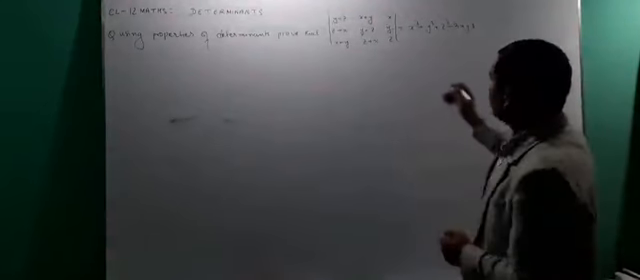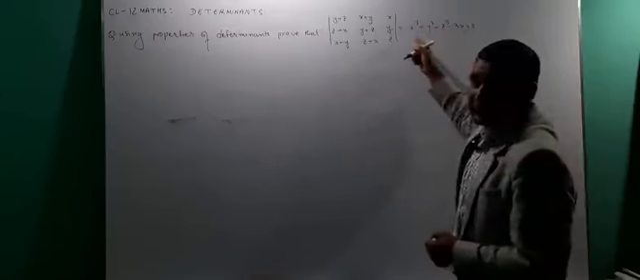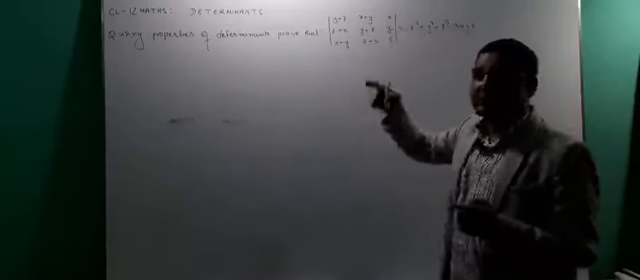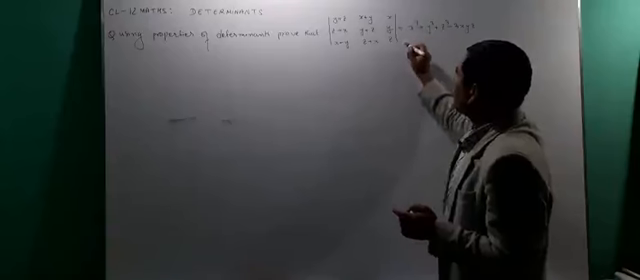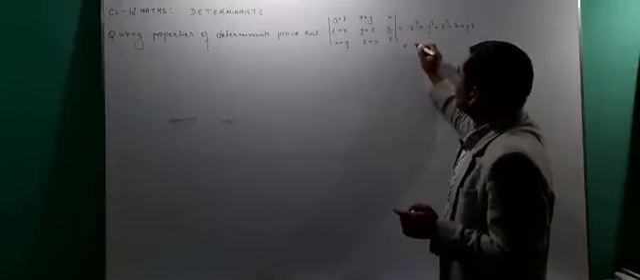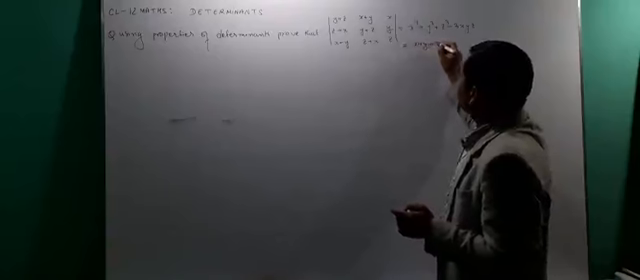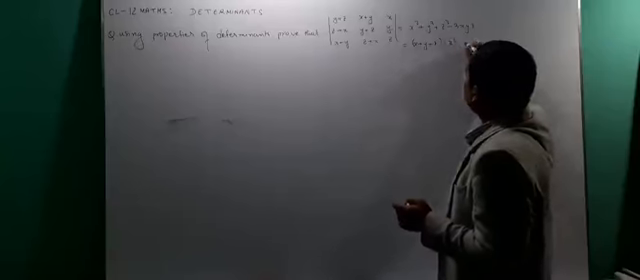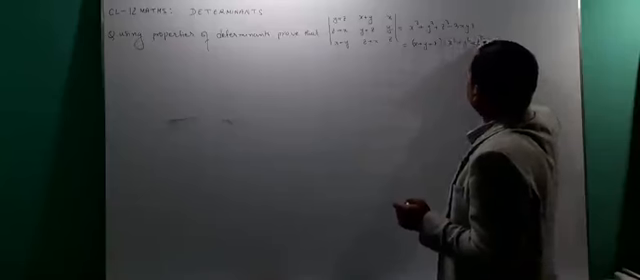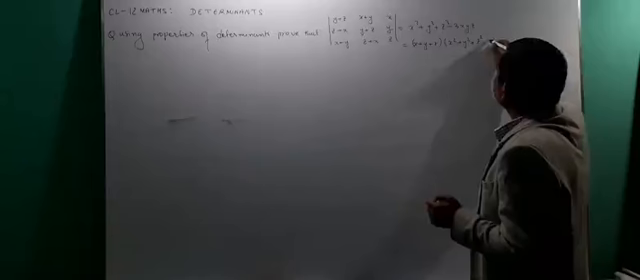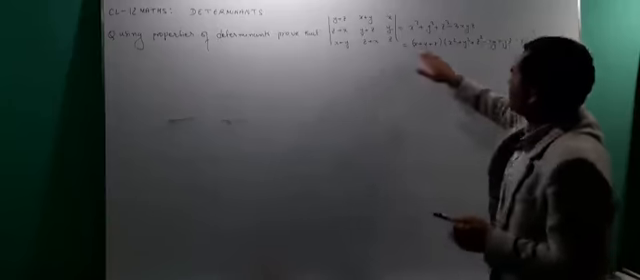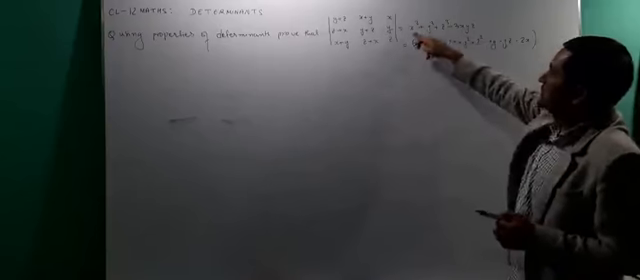Before getting this expression, there is one more expression. If you know that expression, it is easy to get this answer. I will write that expression first here: x plus y plus z, then x squared plus y squared plus z squared minus xy minus yz minus zx. If you get these two factors, then their product is equal to this answer.